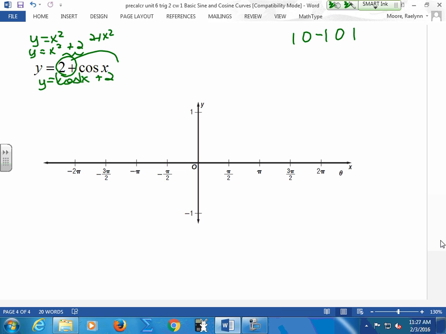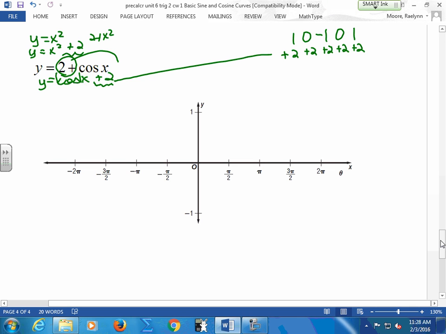But each one of these points, I have to walk up 2. So watch what we're going to do. We're going to add 2 to everybody. I got to walk this guy up 2 units. Okay? So before we add those, can I just put your basic cosine curve here for a second? So your basic cosine curve said 1, 0, negative 1, 0, 1. So just a little dotted line.